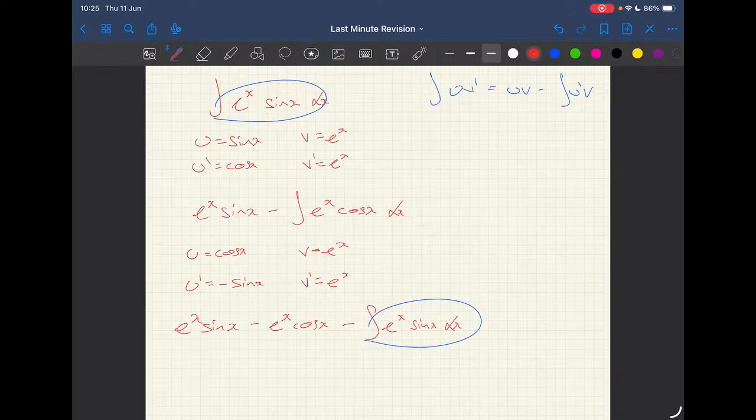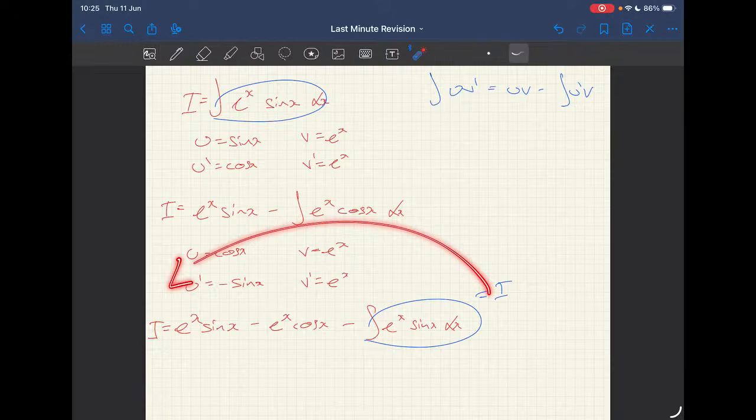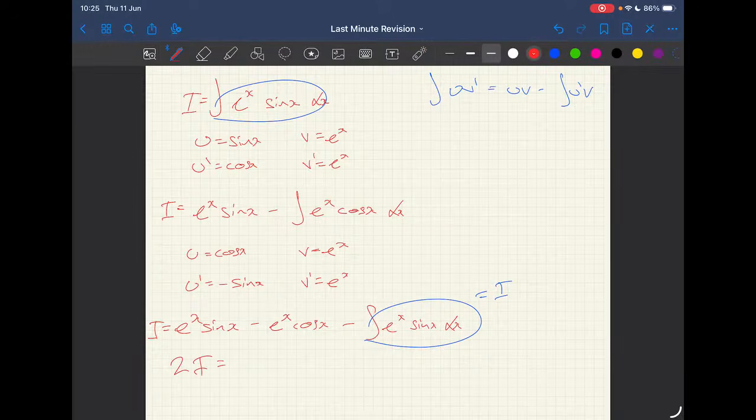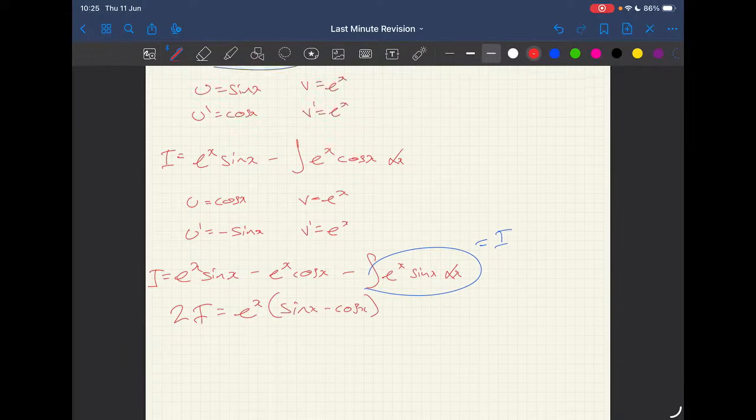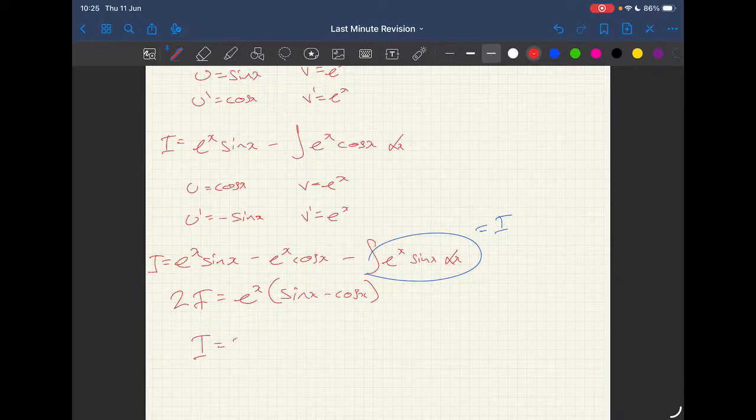So if we just call this thing I, everything we've done down here is equal to I. This is equal to I, and this thing is I. So we can add that one over and have 2 I's and then halve it. So 2I will be e to the x, I'll factorize as well, sine x minus cos x, and then divide by 2. So the integral should be e to the x on 2, sine of x minus cos of x.